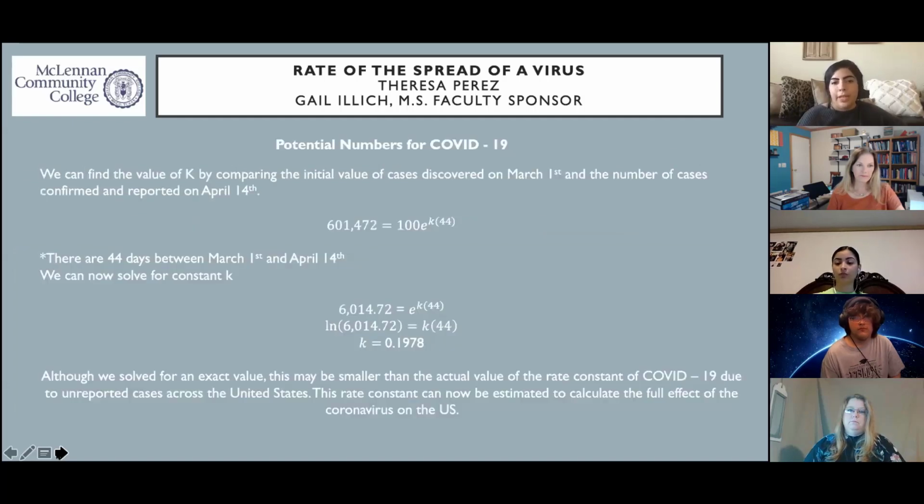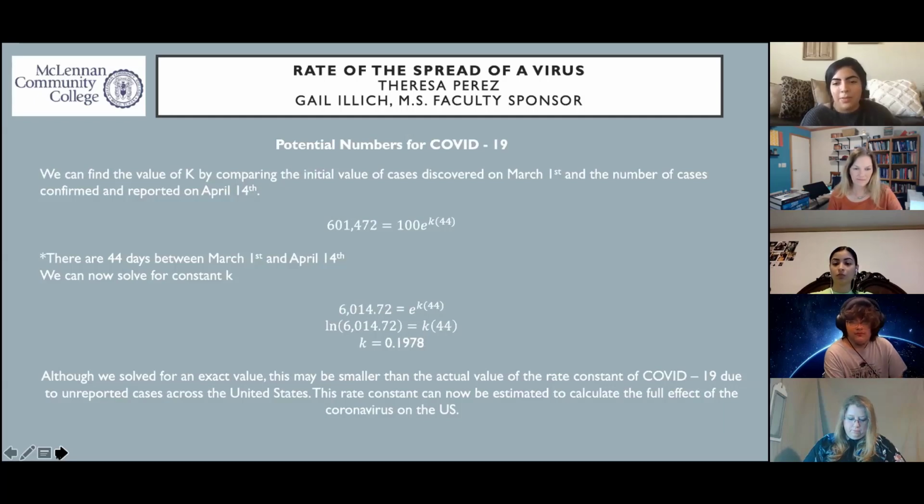I decided it'd be interesting to find the rate constant for the rate of the spread of the virus for the United States. You can do this by having the initial cases at 100 and the total at 601,472. To find k, you take the natural log of both sides. So we did the natural log, and then you found that k is equal to 0.1978.